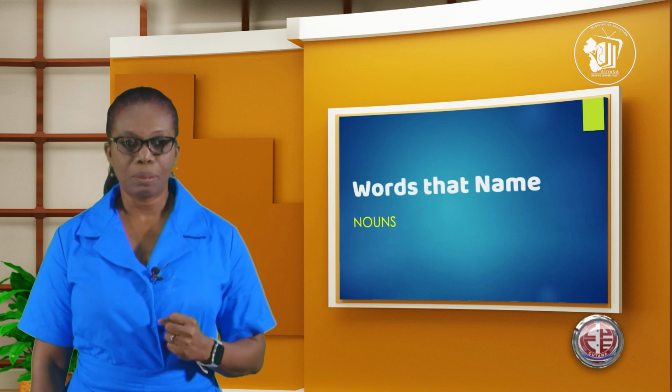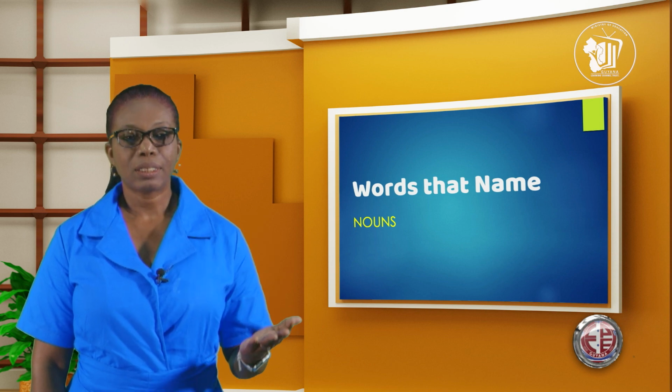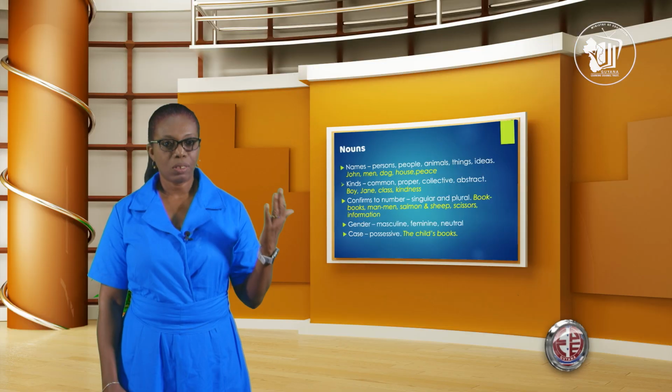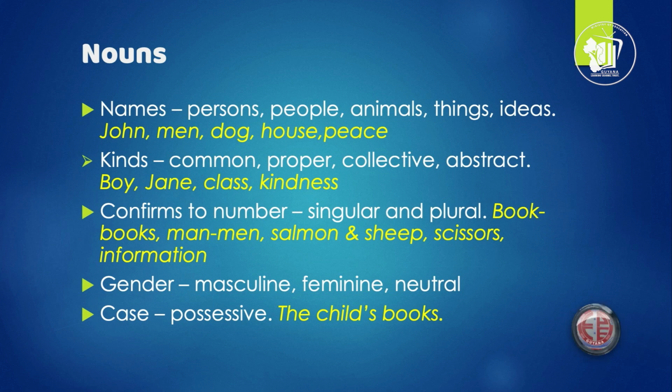So let's look at words that name. And this is the noun. So for nouns, we have noun names: people, persons, animals, things, and ideas. And we have examples there: John, man, dog, house, and peace. It also can be broken down into kinds, which would be common, proper, collective, abstract. And our examples there show boy, common, Jane, proper, class, collective, and kindness, abstract.